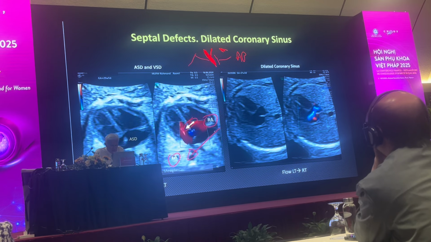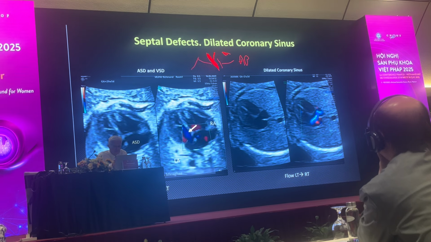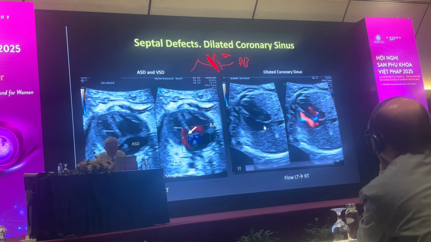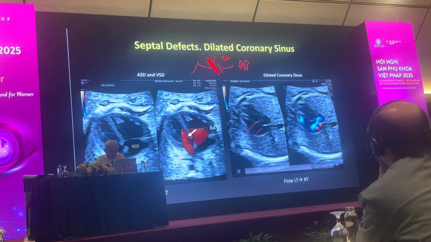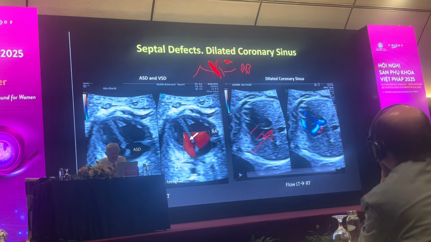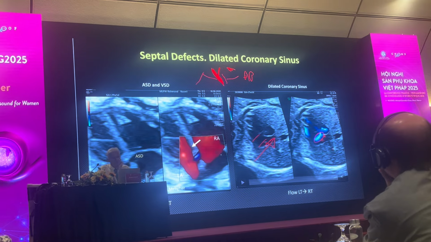If you look here, it is blue. It's going away from the transducer. But a baby who's got a dilated coronary sinus, the flow will be in the opposite direction, from left to right, and you can appreciate that here in this baby.